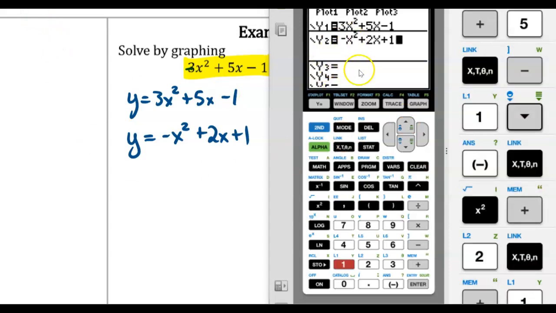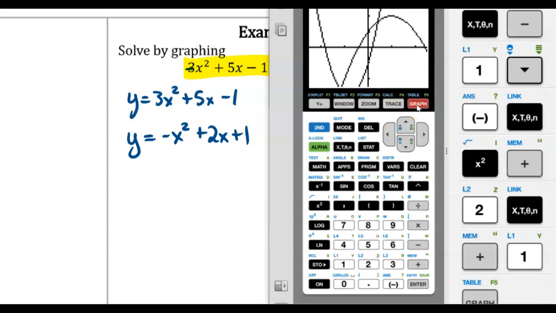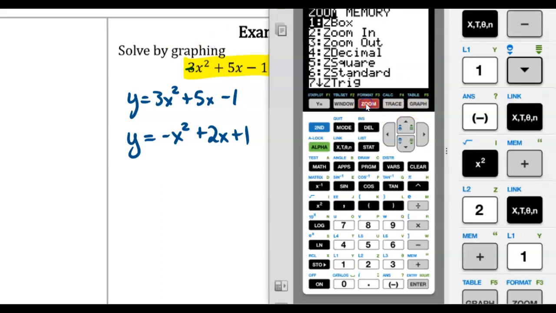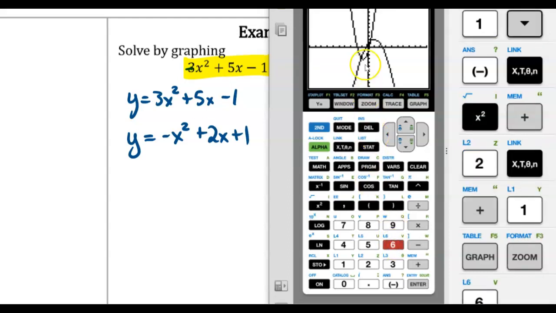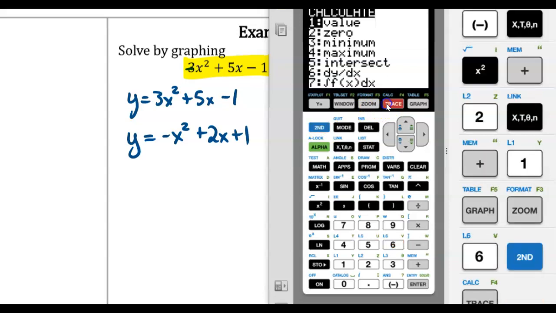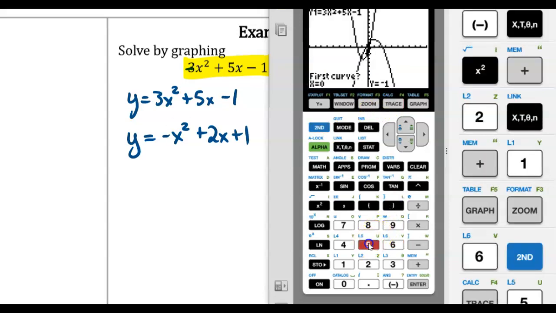Okay, we have them all typed in. Now we're going to hit graph. If you're weirdly zoomed in, you can always zoom back to zoom standard, the 6th one. And so we can see they intersect twice. We want to find the two intersections. So we do just like we've done before, second, trace, and we want the intersect. So we want the 5th one.